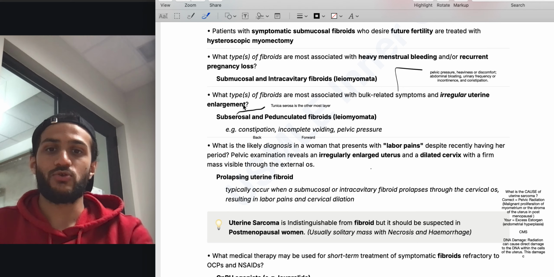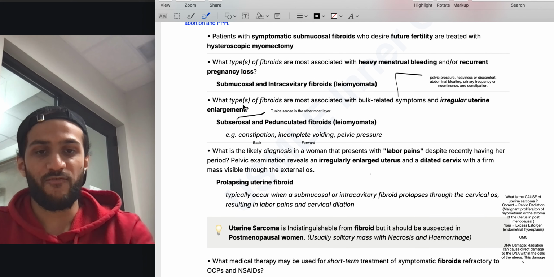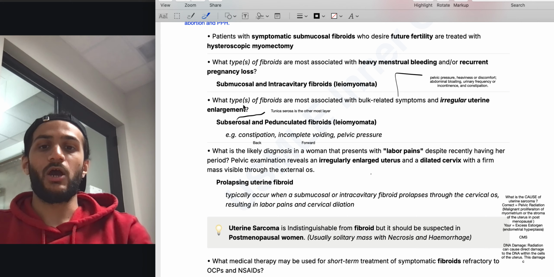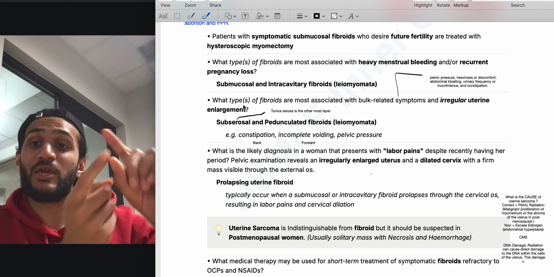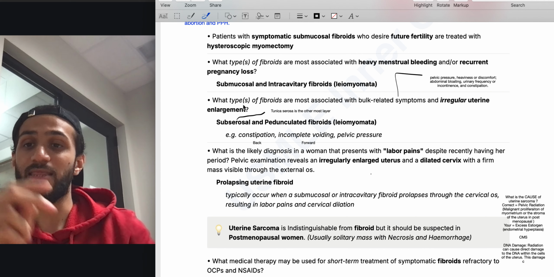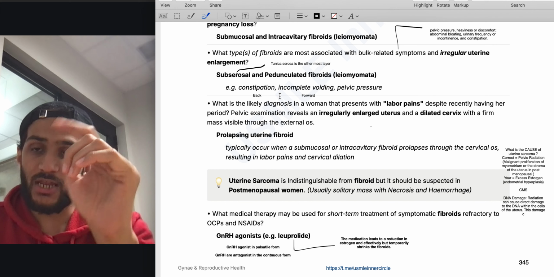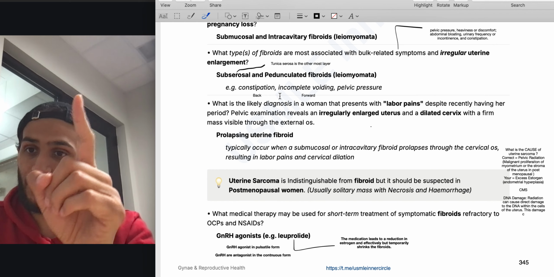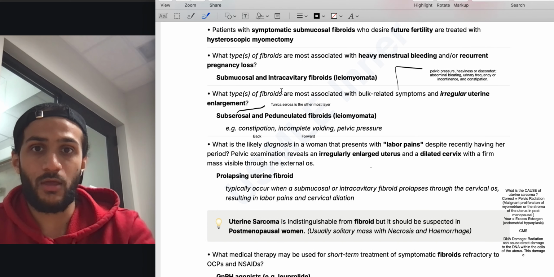So we can see also over here uterine sarcoma. It is going to be distinguished from fibroids, but it can be suspected in postmenopausal women, usually a solitary mass with necrosis and hemorrhage. Okay, now the next question over here is how we treat fibroids if we cannot use OCPs or NSAIDs. That's going to be GnRH agonists such as leuprolide. If we give a GnRH agonist in pulsatile form, that will cause an increase, which is going to be problematic. But if you give it in continuous form, that's going to be antagonism, so that's going to be reduction of the estrogen over here.